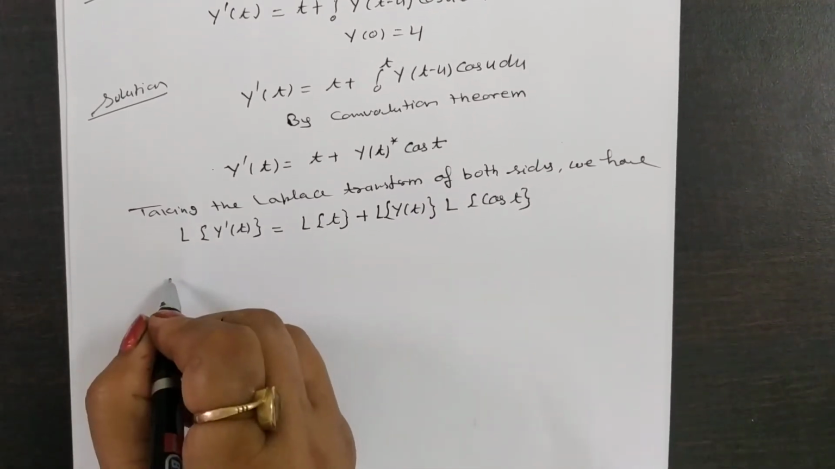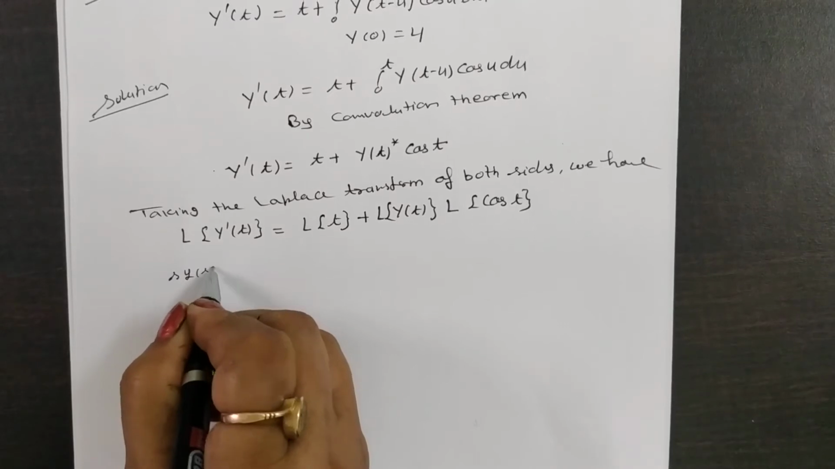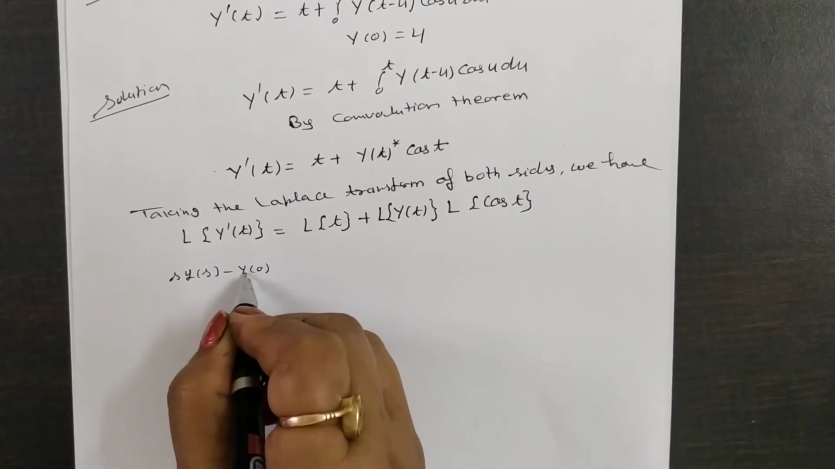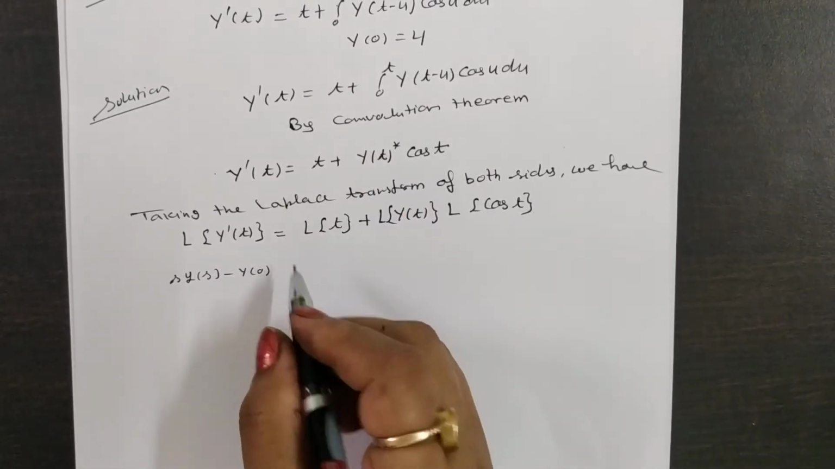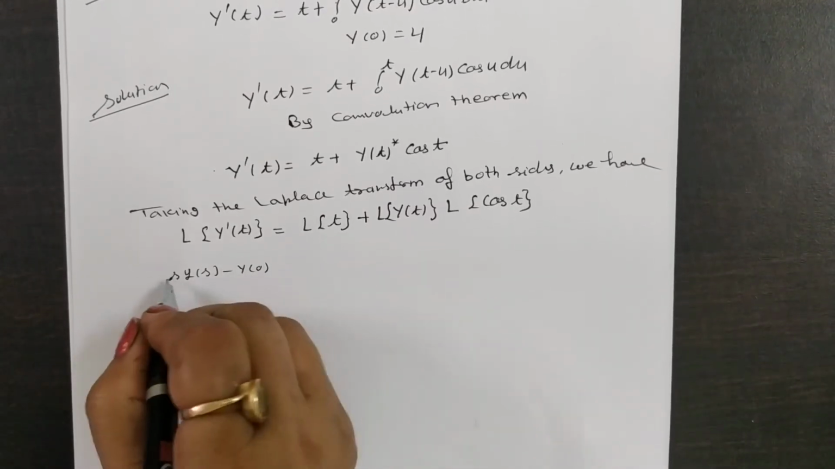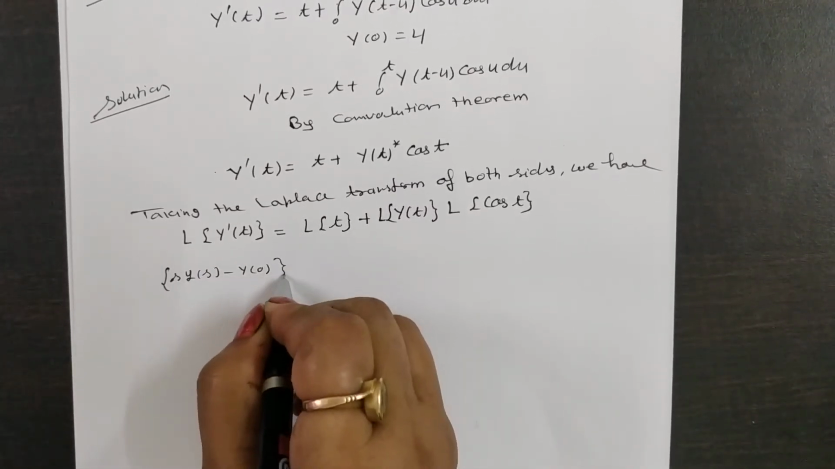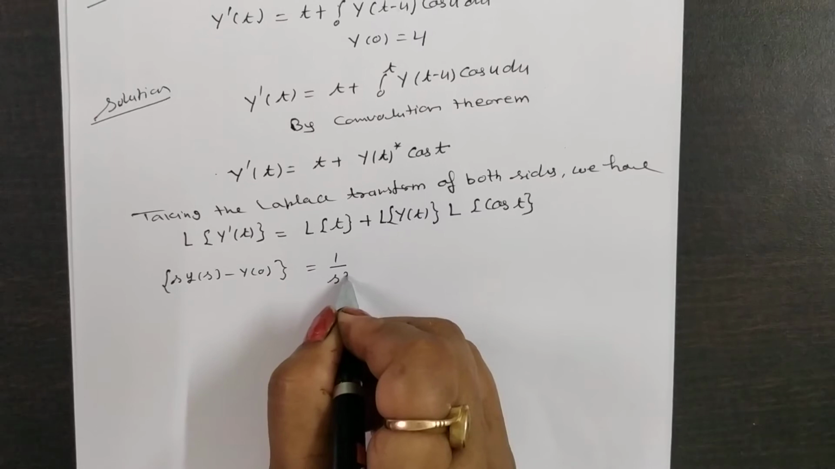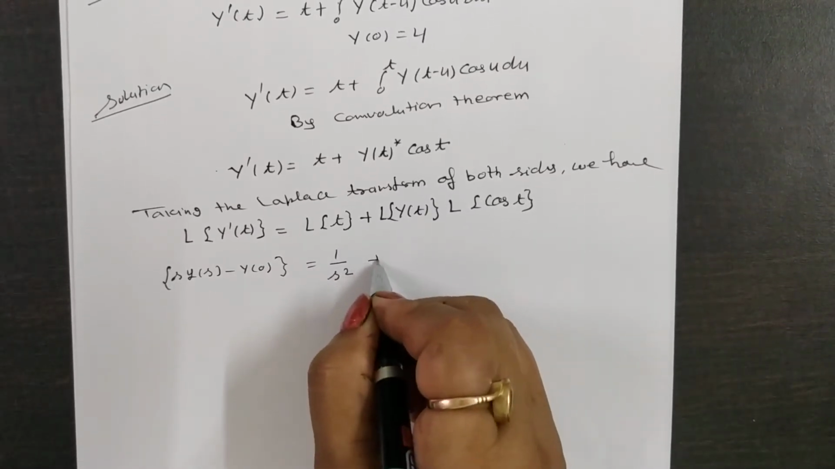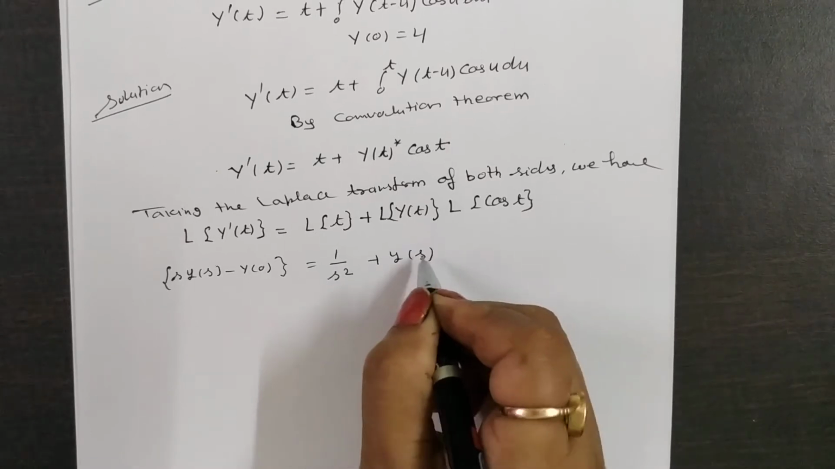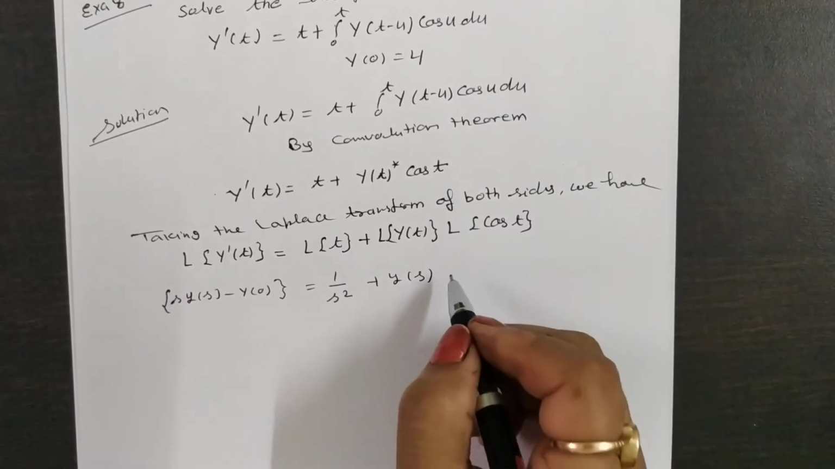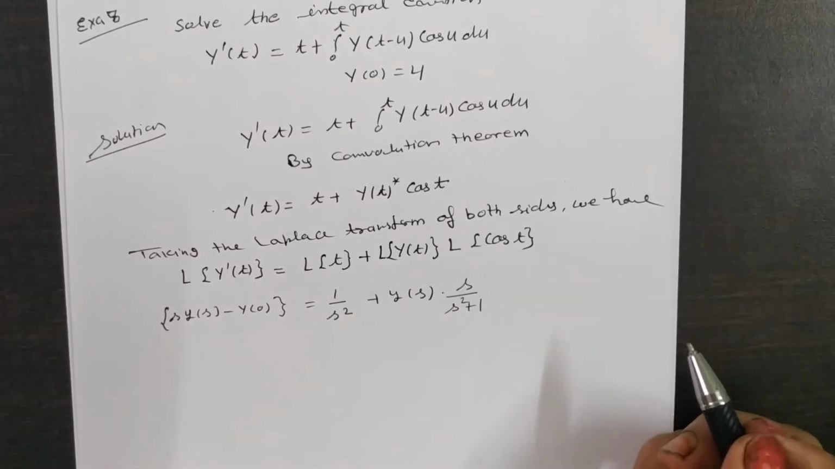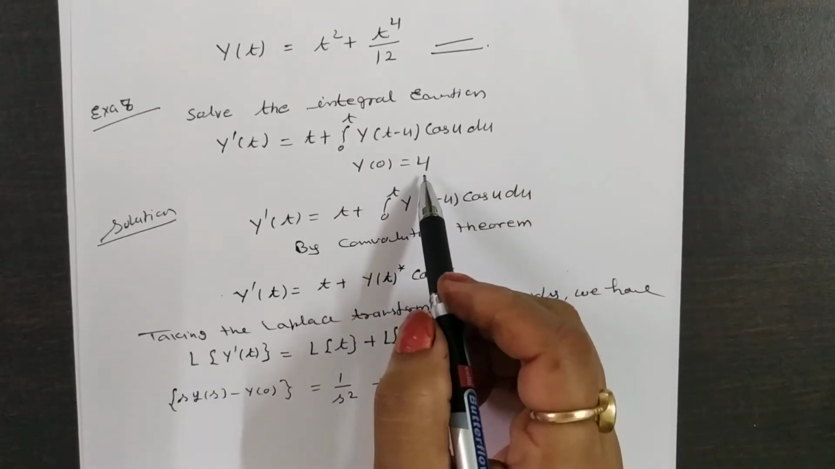Laplace of y dash t is s Y(s) minus y(0), and the value of y(0) is given here. This is equal to 1 by s square, which is Laplace of t, plus Y(s) times Laplace of cos t, which is s by s square plus 1.